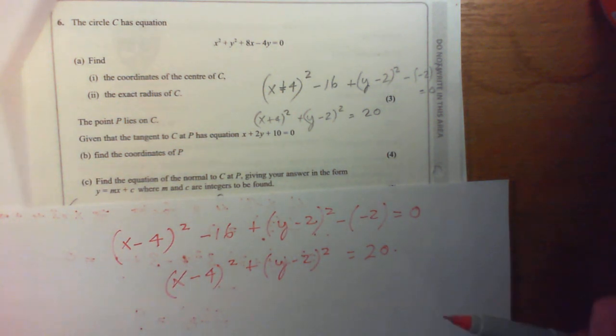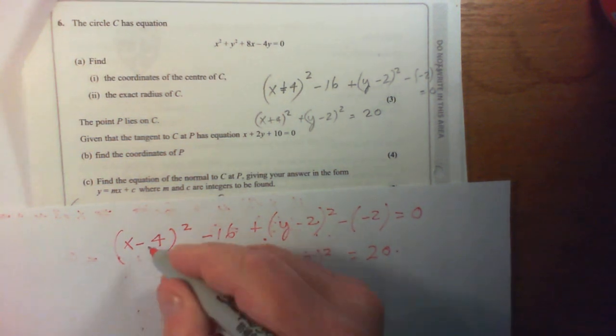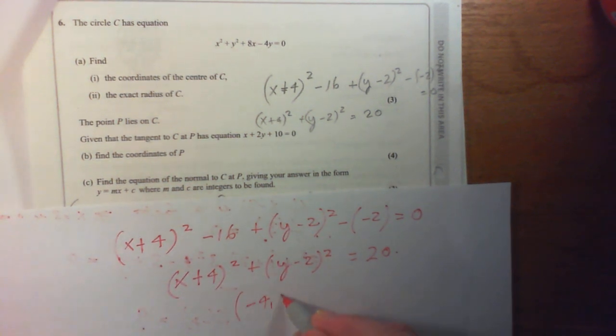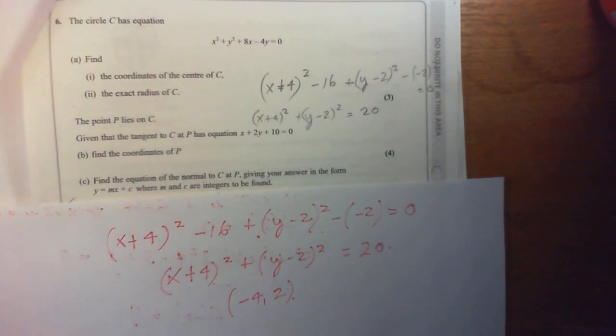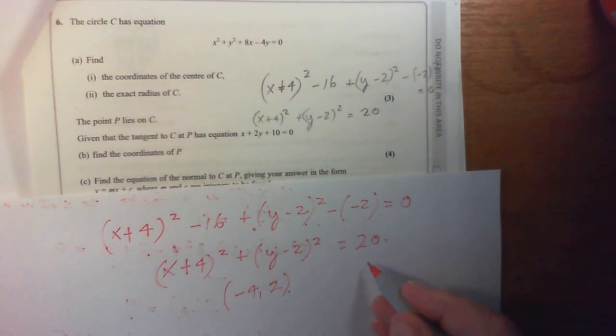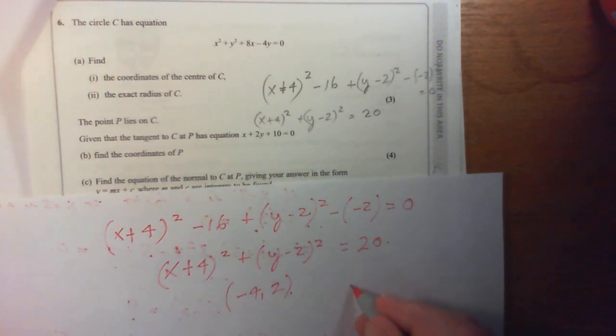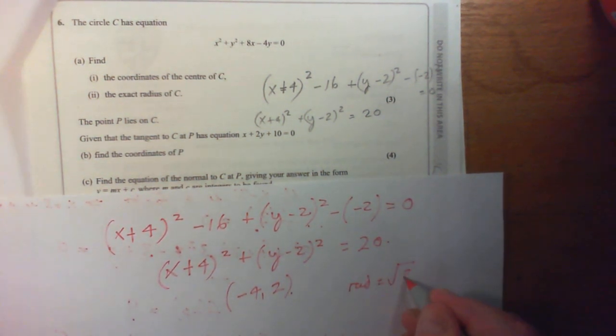Hang on, have I made a mistake there? Yeah. So the coordinates of the centre are 4 and 2. And the radius is the square root of this. Okay, so the radius equals the square root of 20.